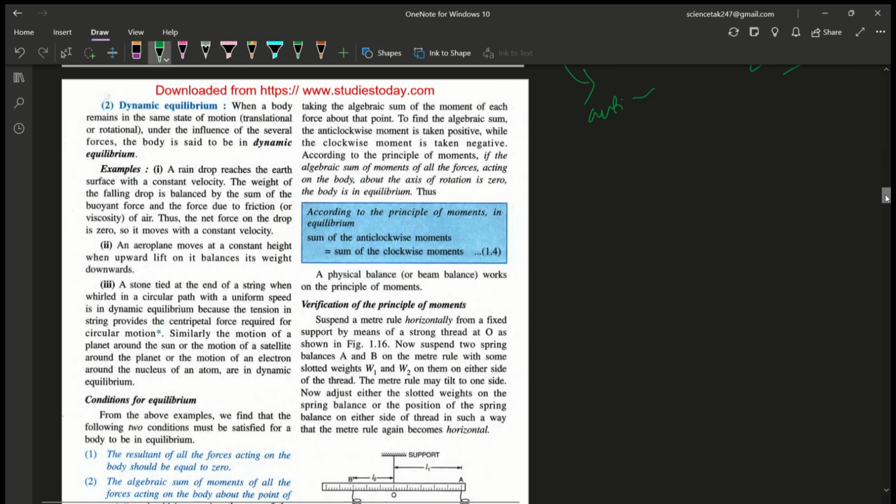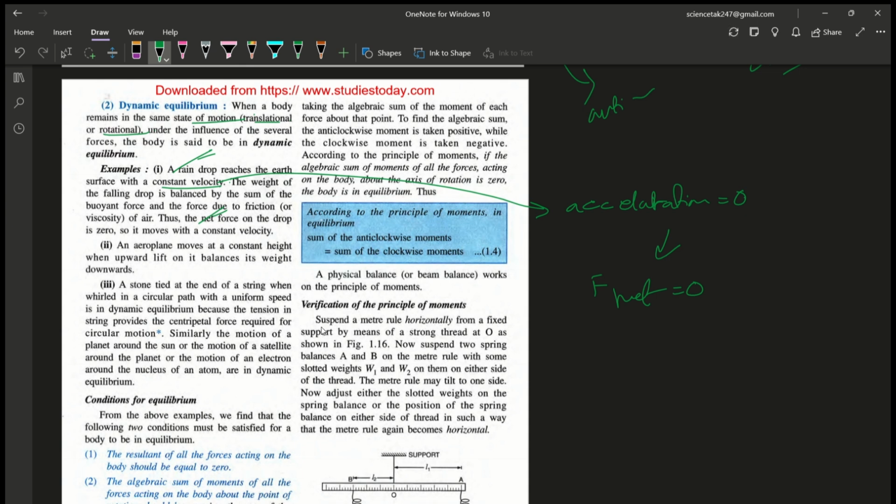Let's go into dynamic equilibrium, that is going to be about the state of motion, which is going to be either translational motion or even rotational motion. A raindrop reaches the earth's surface with constant velocity. Constant velocity means acceleration is going to be zero. That means F net is going to be zero. The weight of the falling drop is balanced by the sum of buoyant forces and the force due to friction of air. Thus, the net force on the drop is zero. So it moves with a constant velocity.